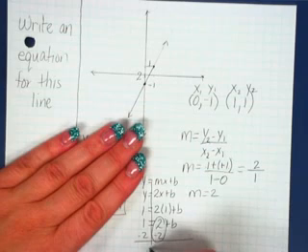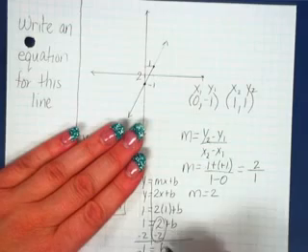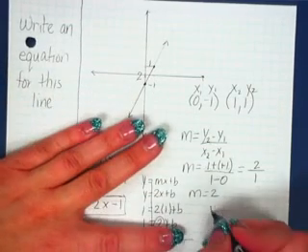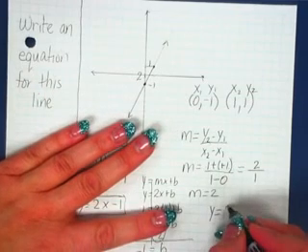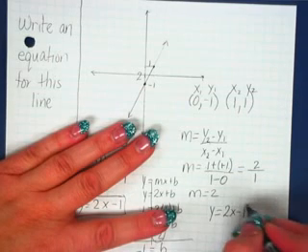Negative 2, positive 1. Remember, when you have 1 positive, 1 negative, you subtract. And 2 is a larger number than 1. 2 is negative. My answer is negative. So I go back into my equation. y equals m, which is the 2, x, plus b. b is minus 1, so it's going to be a minus.